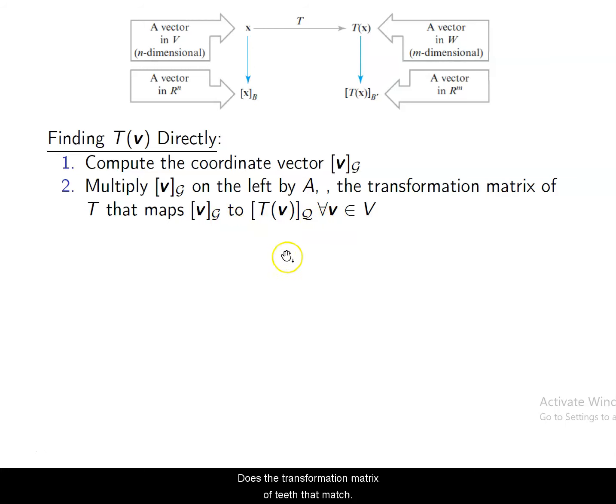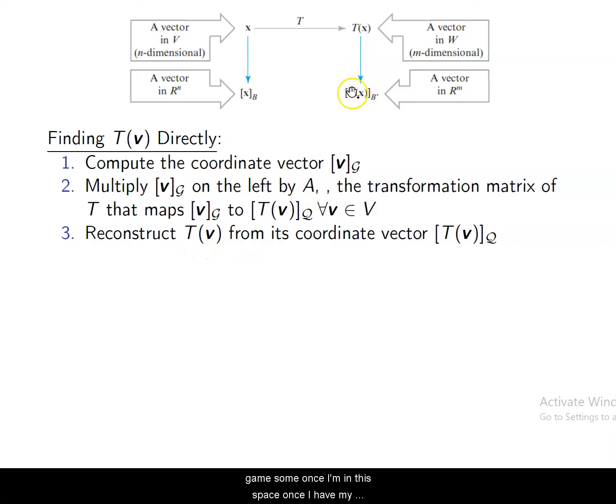Okay, so it's the transformation matrix of T that maps the vector v of G into T of v in terms of Q for every vector v in V. So what it does is it takes this thing and it maps it to this thing. That is what our transformation matrix does.